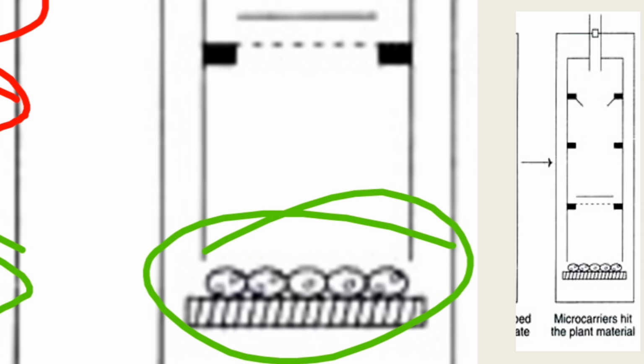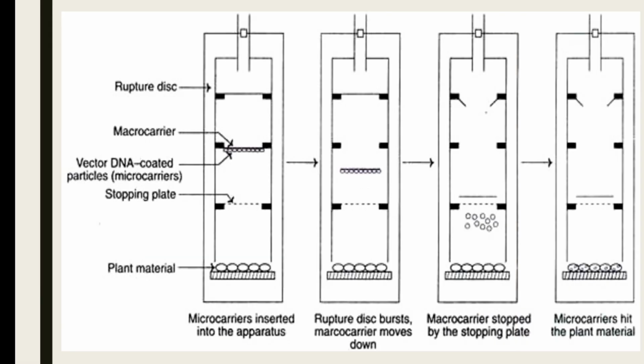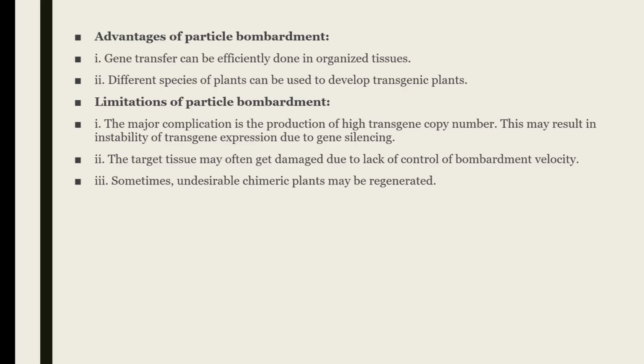In order to protect plant tissues from being damaged by bombardment, cultures are maintained on high osmotic media or subjected to limited plasmolysis. Advantages of particle bombardment. Gene transfer can be efficiently done in organized tissues. Different species of plants can be used to develop transgenic plants.